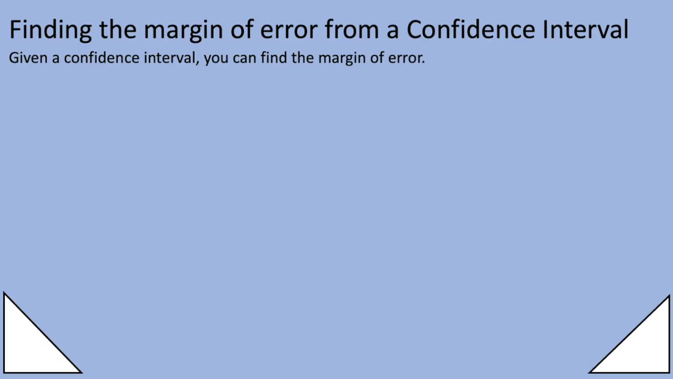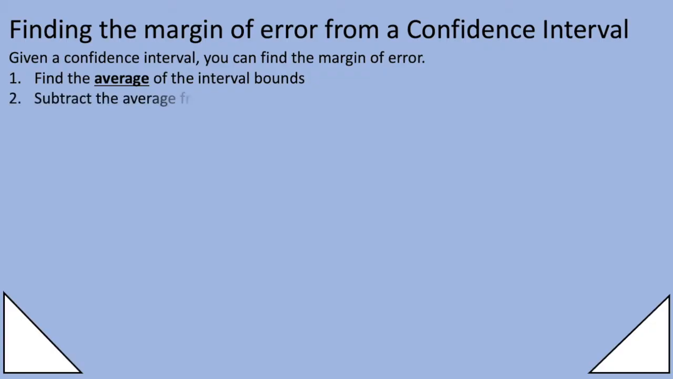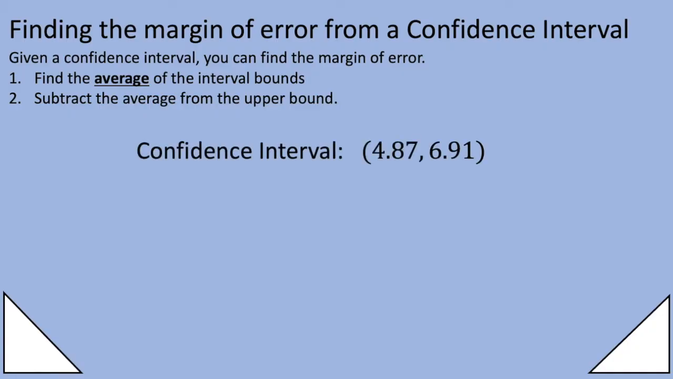Now let's talk about finding the margin of error from a confidence interval. Given any confidence interval, you can sort of reverse engineer this whole process to find the margin of error. First thing you're going to do is find the average of the interval bounds. Then you're going to subtract the average from the upper bound.